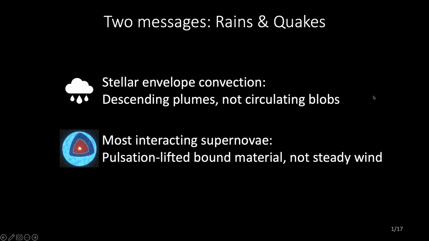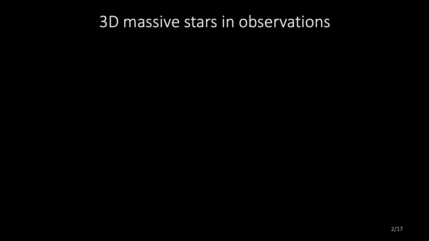Sorry about it. And the second message is that in most supernovae, we see that they interact with their surroundings. We think now that these materials are actually bound material instead of a steady wind, as most people assume. So first, let's take a step back, and the title says 3D massive stars in observations.